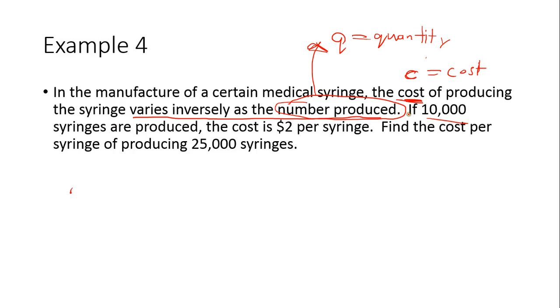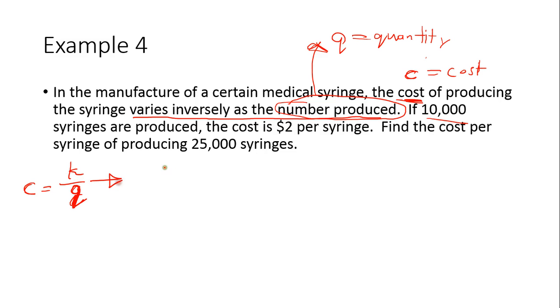So if the number, let's see here, 10,000 produced. Basically it's saying that Q, or not Q, Q this way. Q, or cost, excuse me, equals K over Q, basically. So it's inversely proportional with Q. The cost is inversely proportional to the quantity, basically.